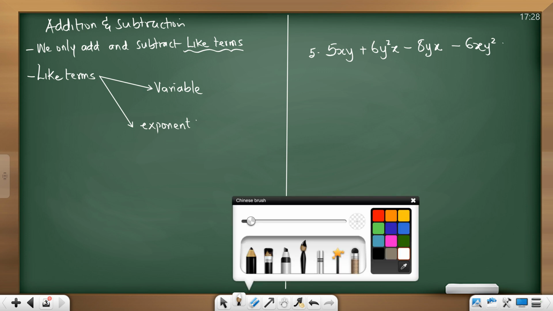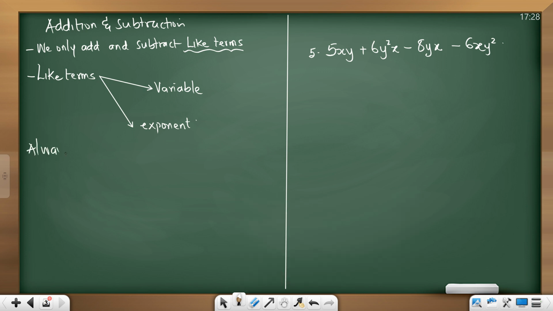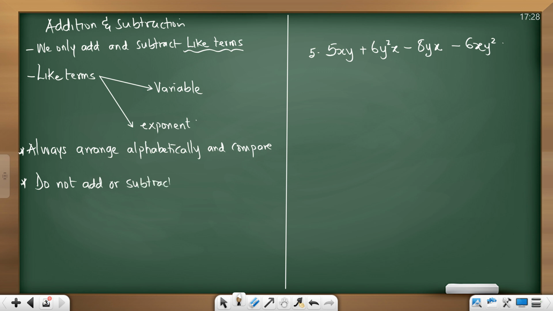So the idea is always arrange alphabetically. Arrange alphabetically and compare. And lastly, do not add or subtract exponents. Do not add or subtract exponents.